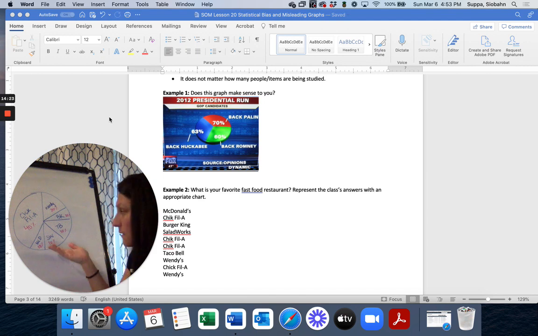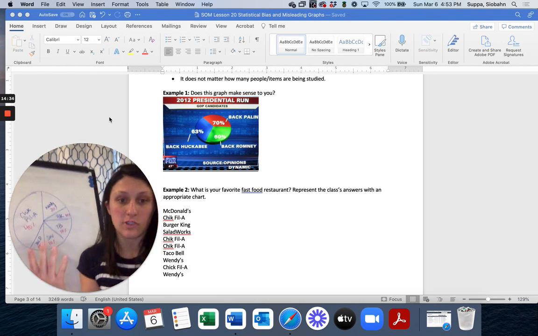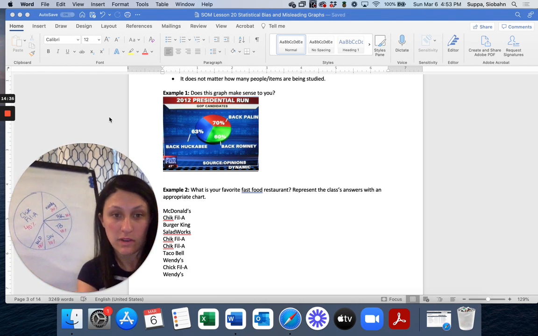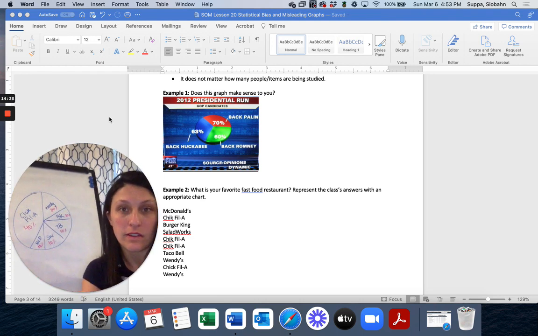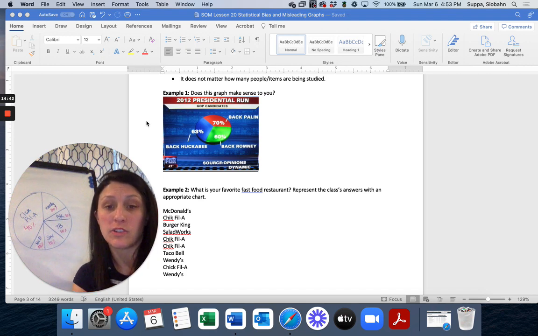But this can be represented with a pie chart because if you notice, all of these add up to 100. So you have 40 plus 10 is 50, 60, 70, 80, 90, 100. It adds up to 100%. The reason why it adds up to 100% is because every respondent could only select one answer. That's the key with pie charts.